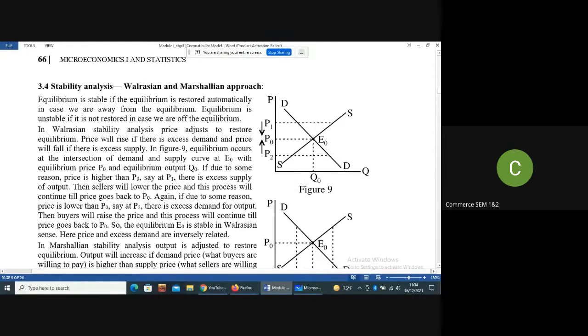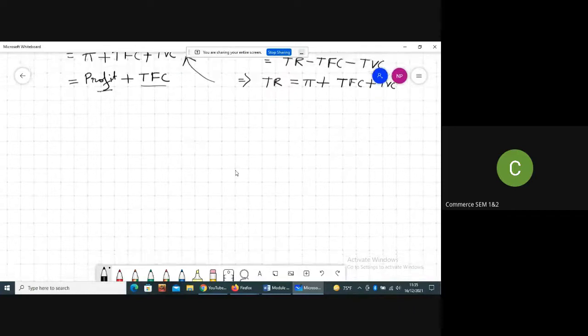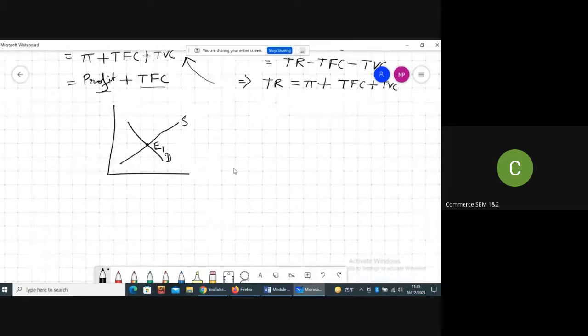So first of all, what is an equilibrium? Say we have a demand curve and we have a supply curve. So we are saying that this point is equilibrium where the demand and supply curves intersect each other. So this is the equilibrium price and this is the equilibrium output. Okay. So this will be the equilibrium point.